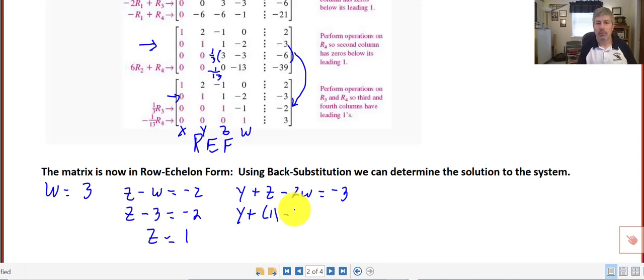And w is 3. That all equals -3. So I add 5 to both sides. We get y equals 2.